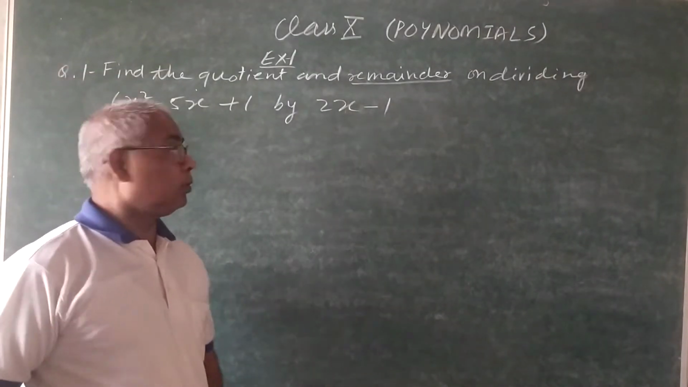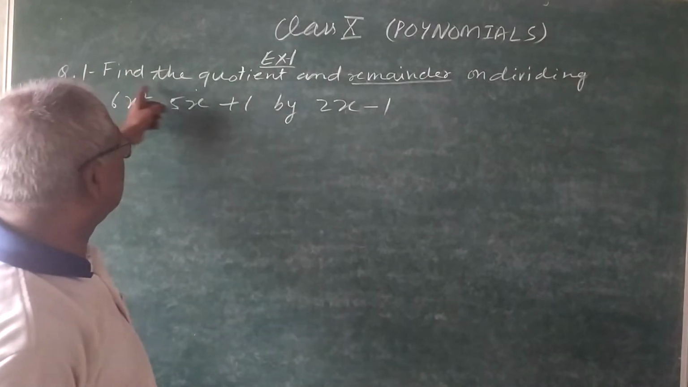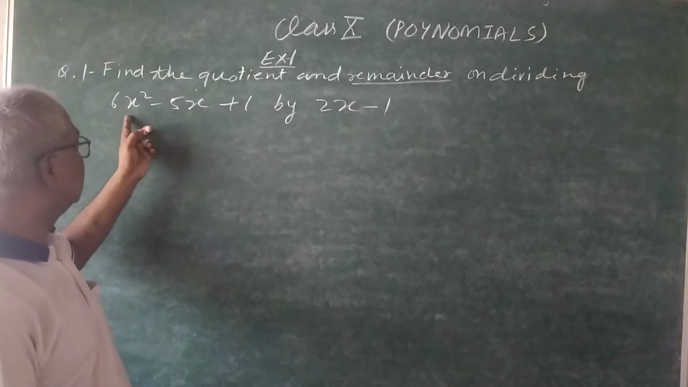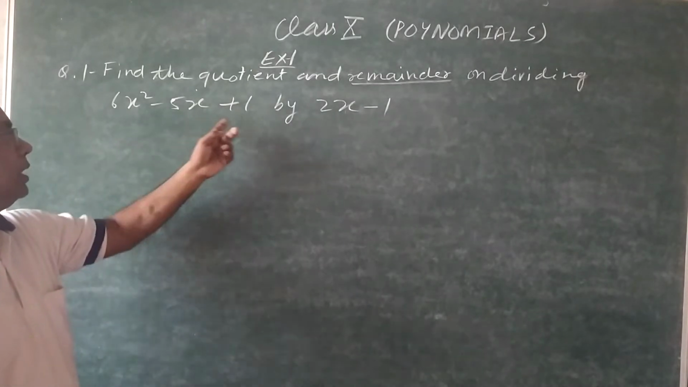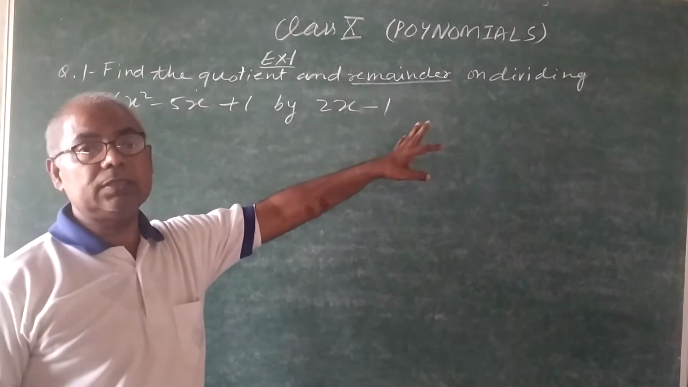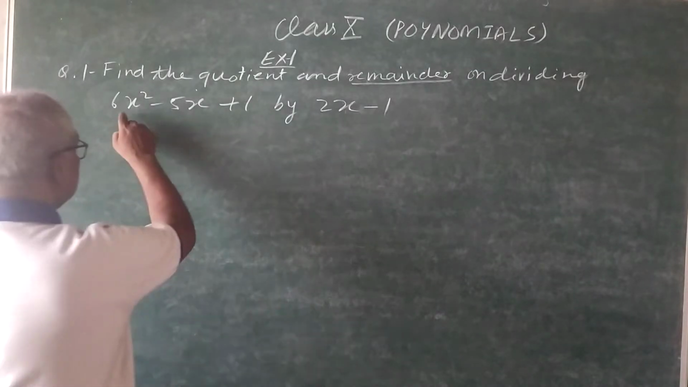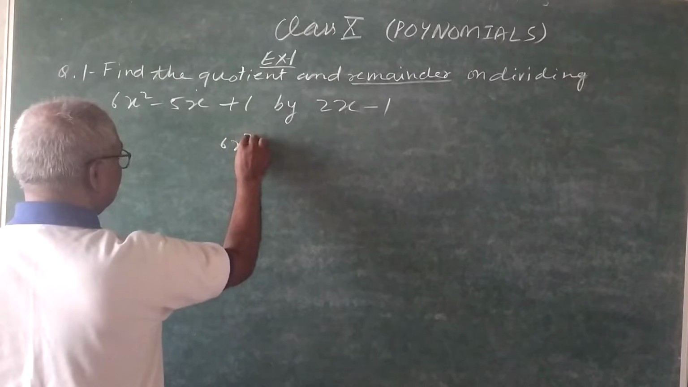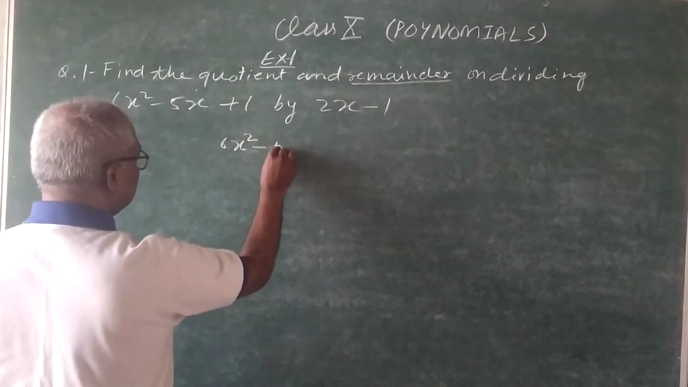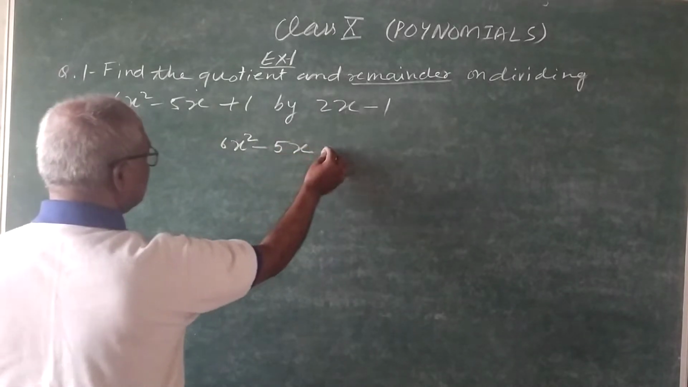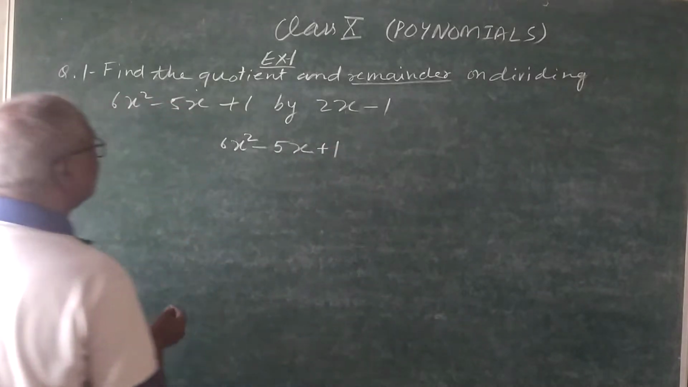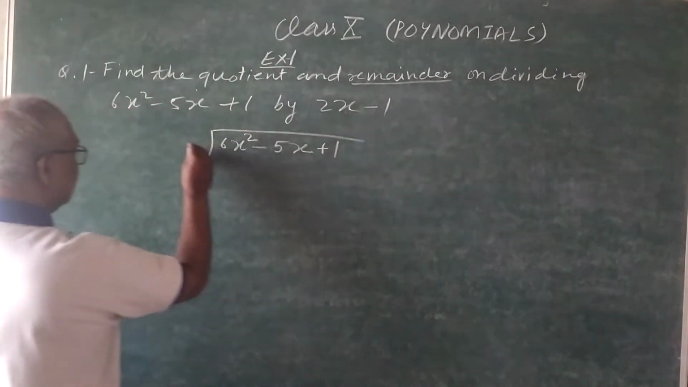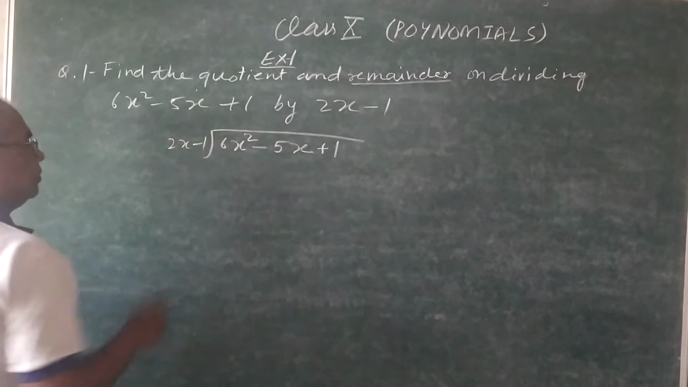Now come to the second question: find the quotient and remainder on dividing 6x square minus 5x plus 1 by 2x minus 1. Now first you have to write 6x square minus 5x and plus 1, and divided by this one, 2x minus 1.